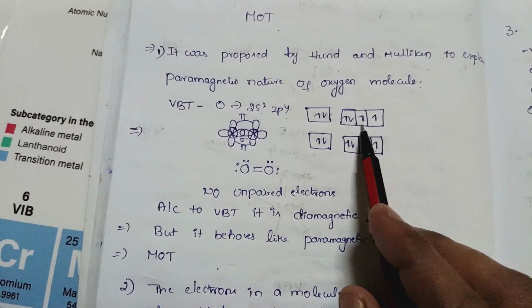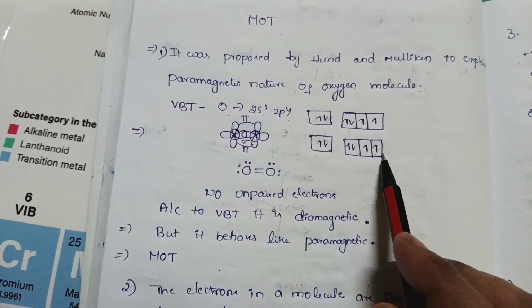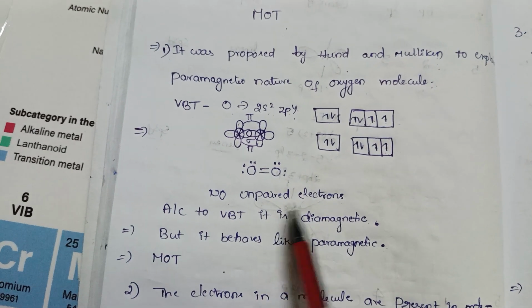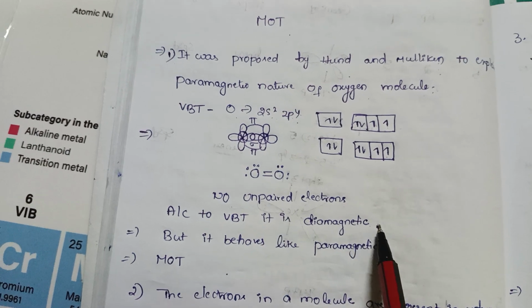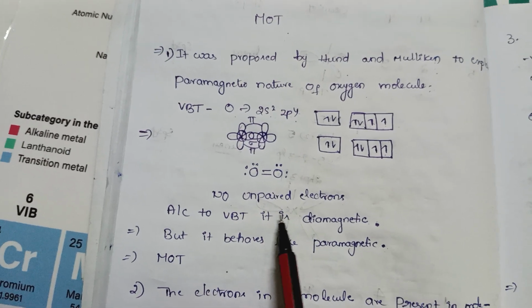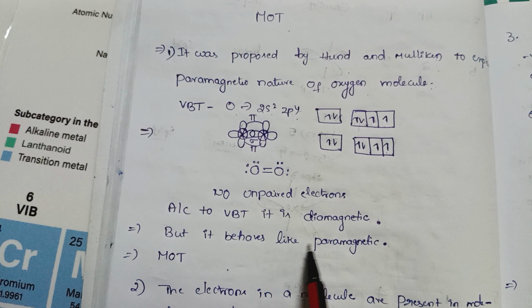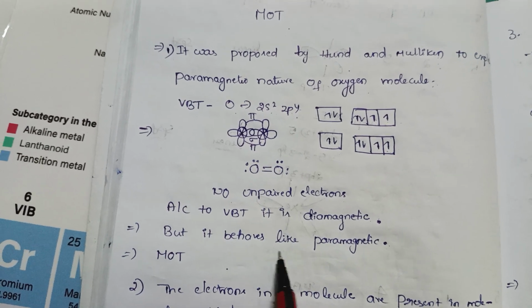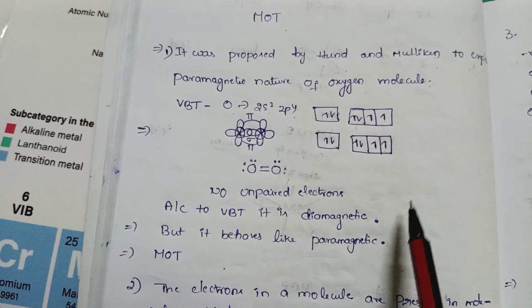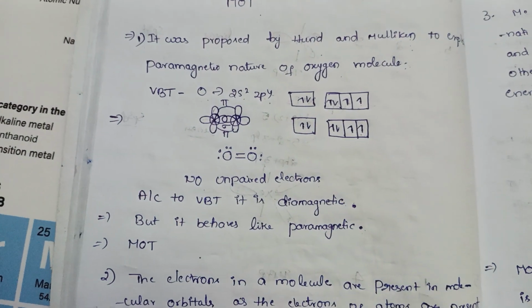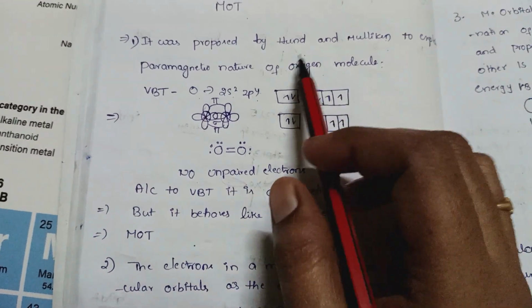Here, two unpaired electrons participated in bonding, so there are no unpaired electrons left. According to VBT, it is diamagnetic. This is one of the drawbacks, because it actually behaves like a paramagnetic. To explain the paramagnetic nature of the oxygen molecule, molecular orbital theory was proposed by Hund and Mulliken.